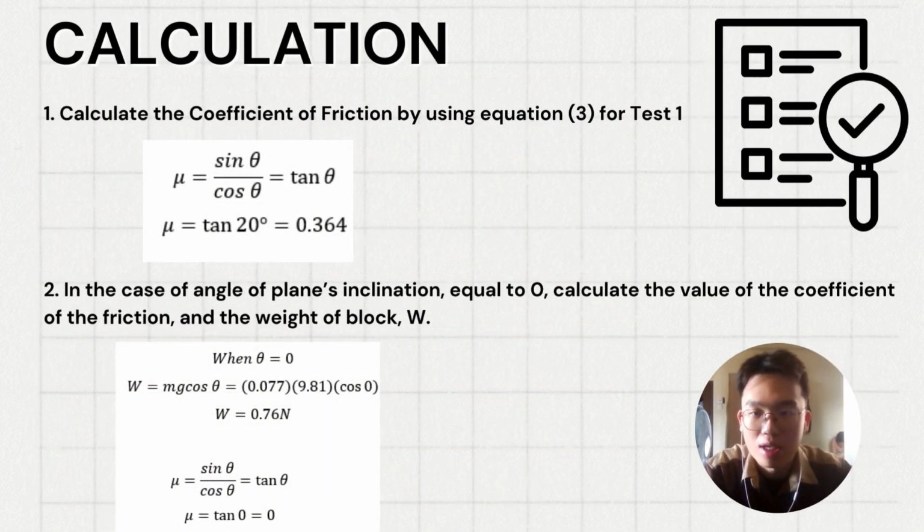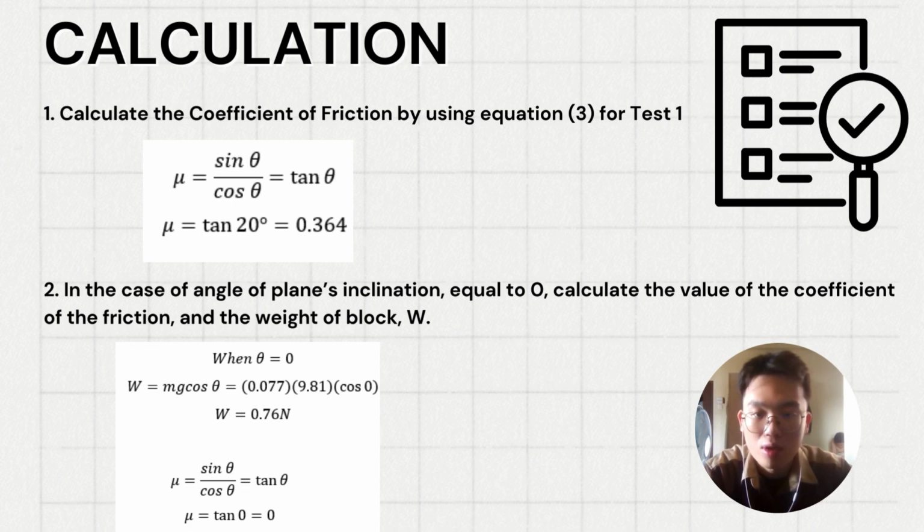Now I'll be presenting about the calculation. For the first question, we are asked to calculate the coefficient of friction by using equation for test 1. So we will use the formula of mu equal to sin theta over cos theta equal to tangent theta to calculate the coefficient of friction for test 1, where the angle of inclination is 20 degree, and we can get that tangent 20 degree is equal to 0.364.